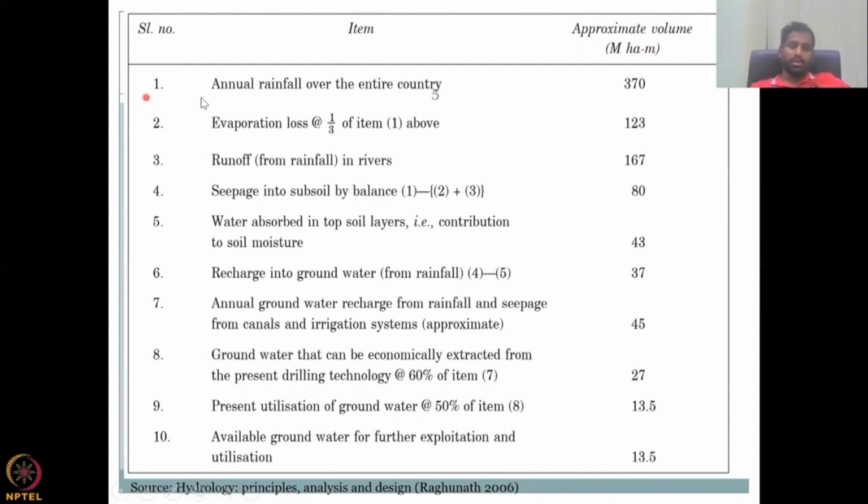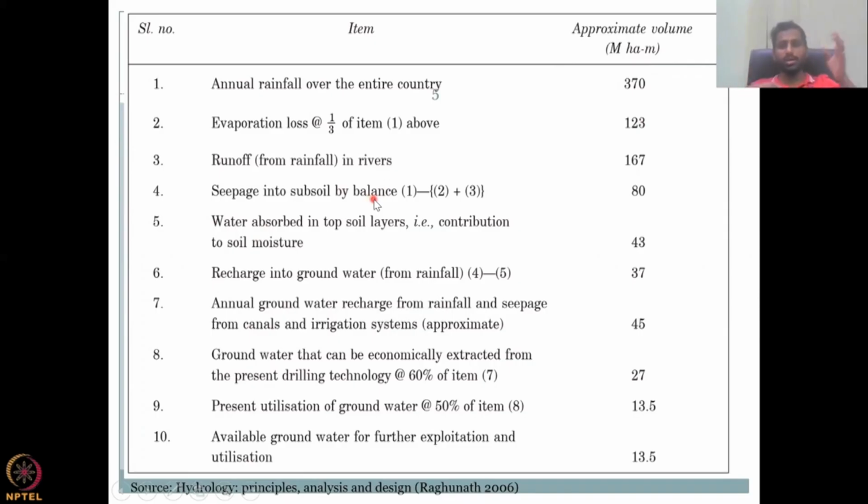So they say the rainfall is 370 million hectare meters. It's a volume. Okay, hectare meter is a volume. See how the units change. So it's not readily comparable. In the previous slide, it was millimeters per year. In the slide before, it was billion cubic meters per year, so in the CGWB estimate, it was a volume. In the next slide, the Bhanja et al. paper, it is a thickness. Here, it is a volume. So evaporation at 1/3, 123. Runoff from rainfall in rivers is 167. As I said, they'll just estimate how much runoff. Seepage into soil by balance.